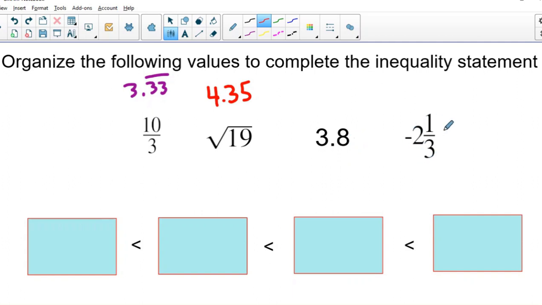For the fraction, here I have a mixed number. This is -2 and 1/3. So I know that 1/3 is 0.3333 repeating.